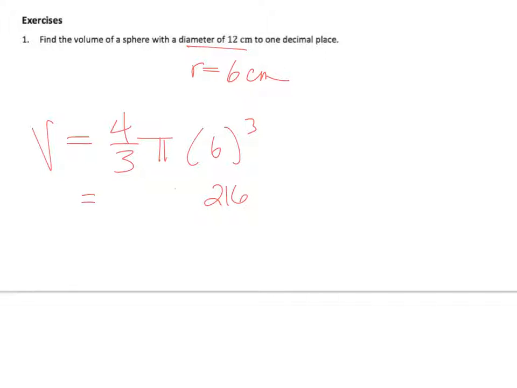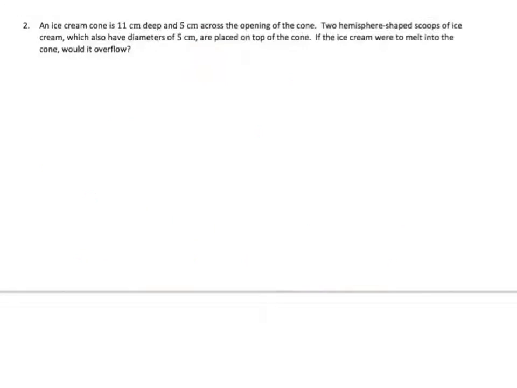216 times 4 divided by 3 is 288 pi, which equals 904.8 centimeters cubed. Good job. These are fun. These you see a lot.